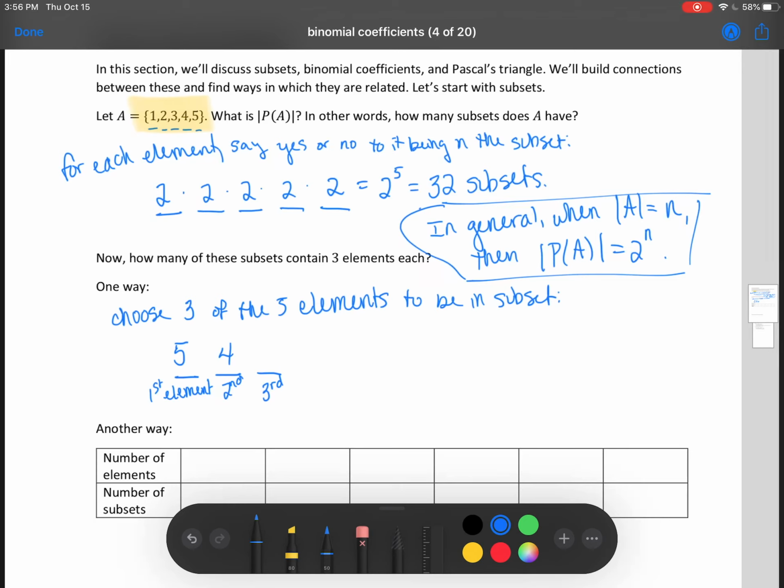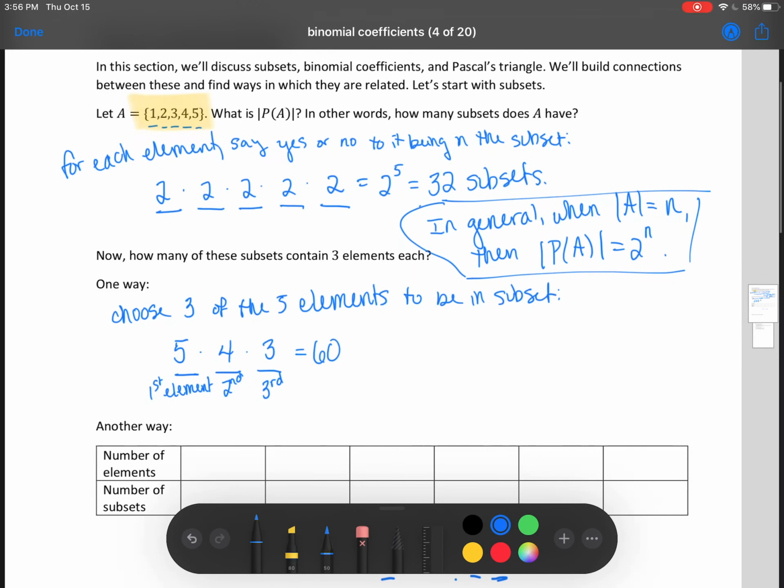I can't choose that number again, which means I only have 4 choices for the next element, and then 3 for the last element. Again, we'd be using the multiplicative rule. So 5 times 4 times 3 is equal to 60.